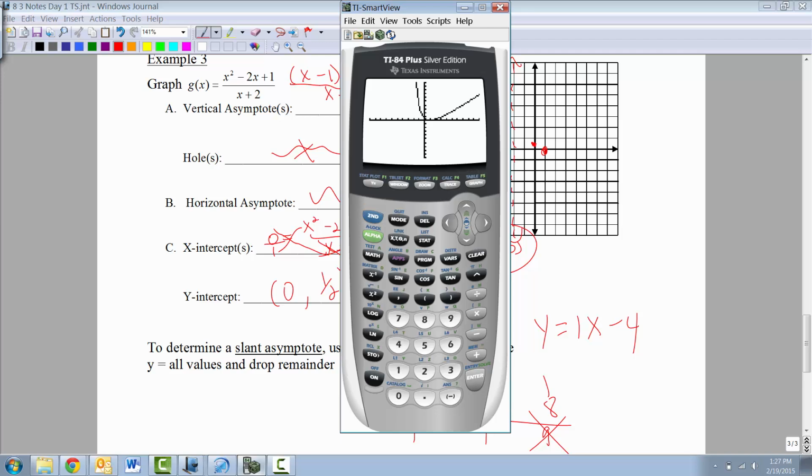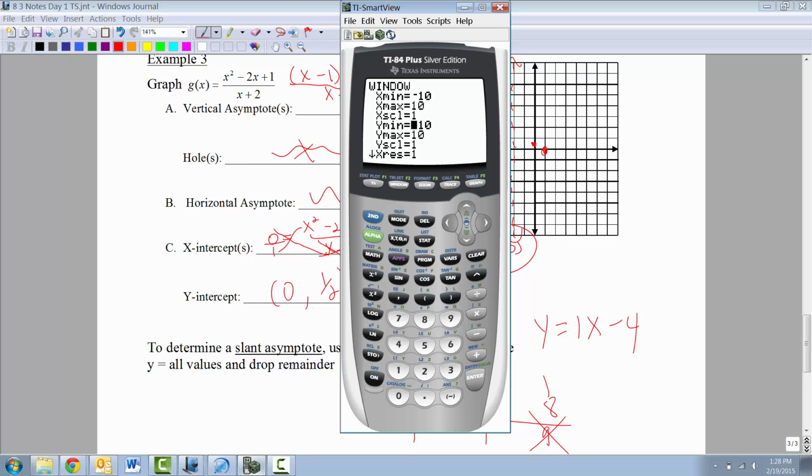Look at that end behavior. The end behavior is not horizontal, it's slanted. But you know what's missing? You're missing a key component of this graph. You're missing another part. You know what you have to do? You have to adjust your window. And actually, I know where the part is, because that slant asymptote goes down negative through quadrant 3.